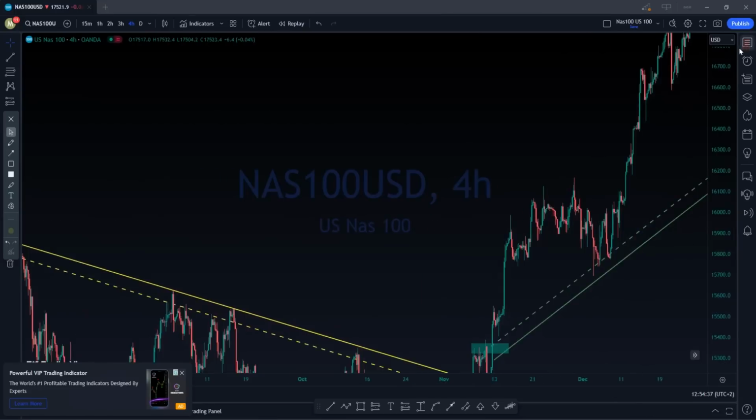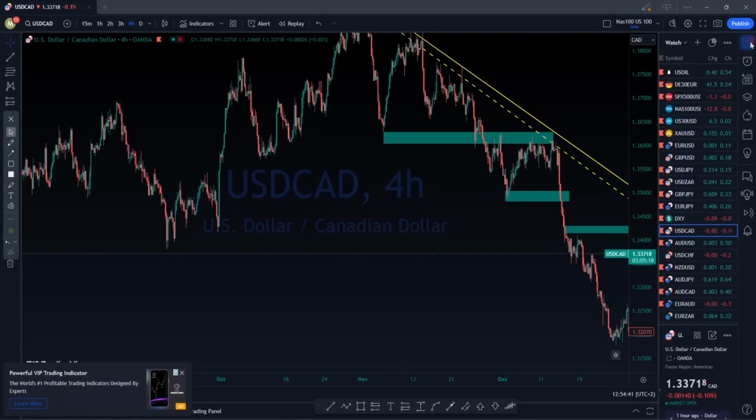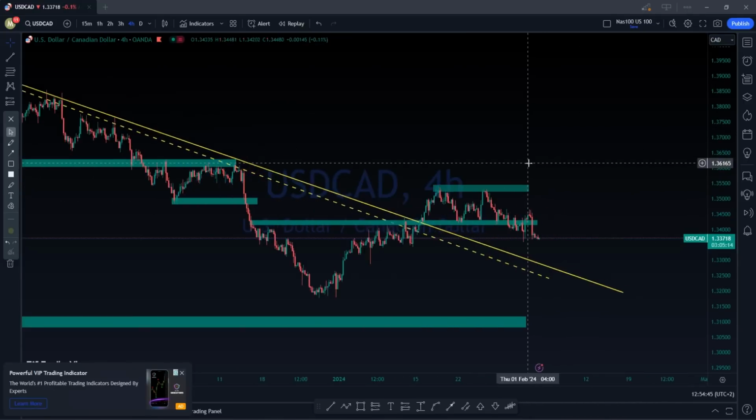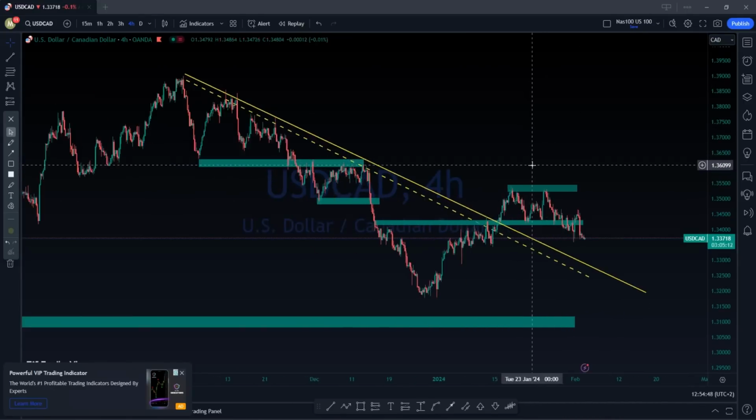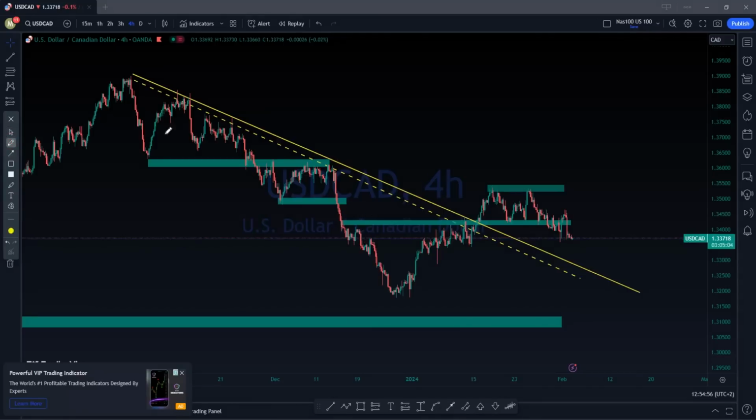Let me just go on a different structure. I saw something. Yeah, so now we are on USD Canada. It doesn't really matter which pair, but I just want to show you the breakouts. So here the structure was straightforward. The market was going down, very nice. This is a downtrend. So what happened is the market broke out.